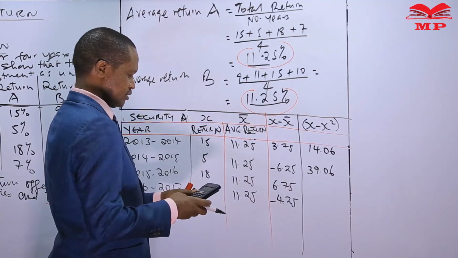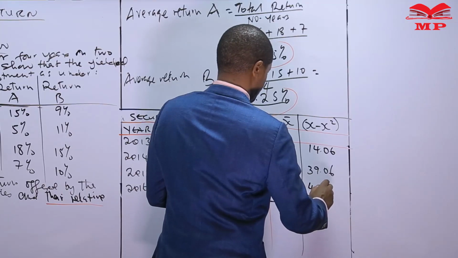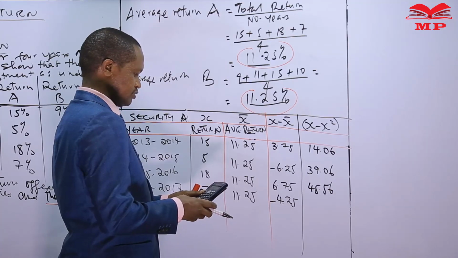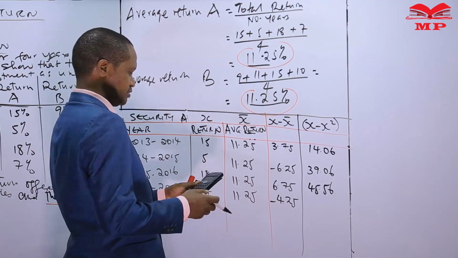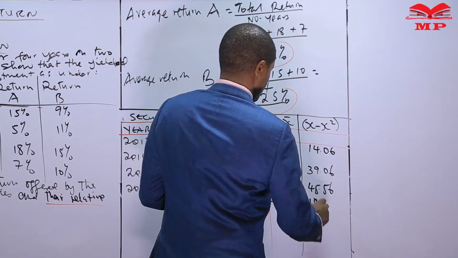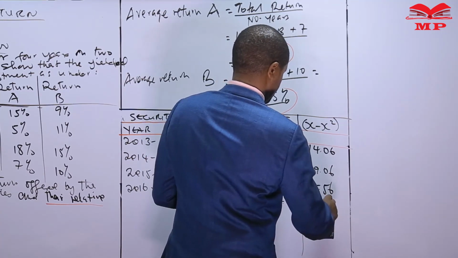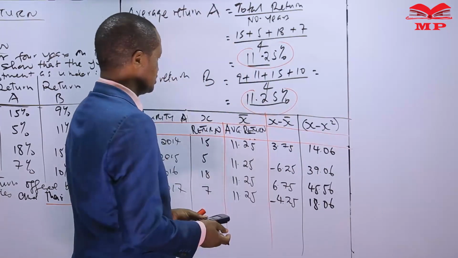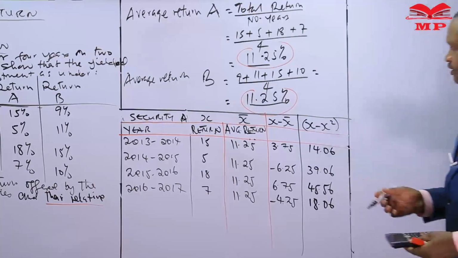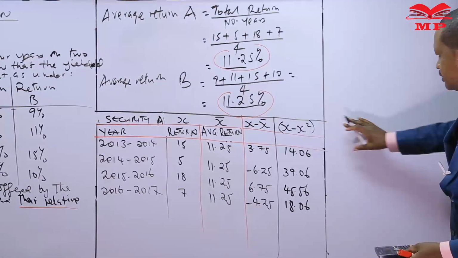Next, 6.75 squared is 45.56. Next is negative 4.25. Square it, 18.06. These are the squares. So this is security A. We can move on to security B and do the same.